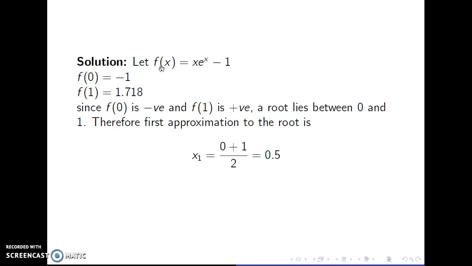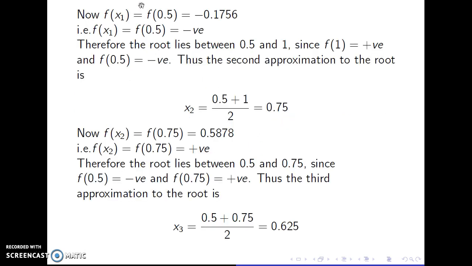Again, each time we will substitute real numbers. f of 0 we got -1, f of 1 we got positive 1.718. So with these opposite signs we have our root in this interval. So the root lies between 0 and 1. Therefore, the first approximation to the root is x1 equal to (0 + 1)/2, that is 0.5. Now this x1 value 0.5 we substitute in the polynomial f of x. Now this value is negative.